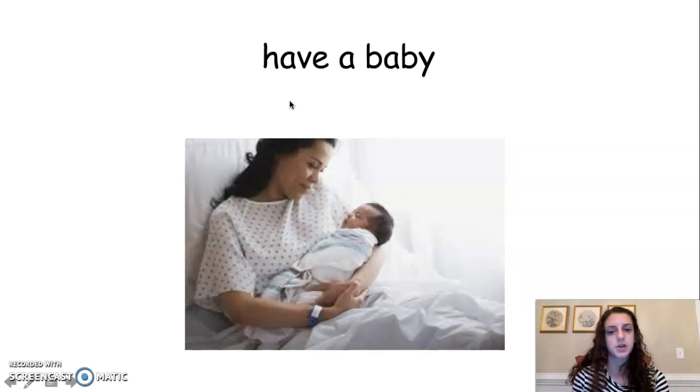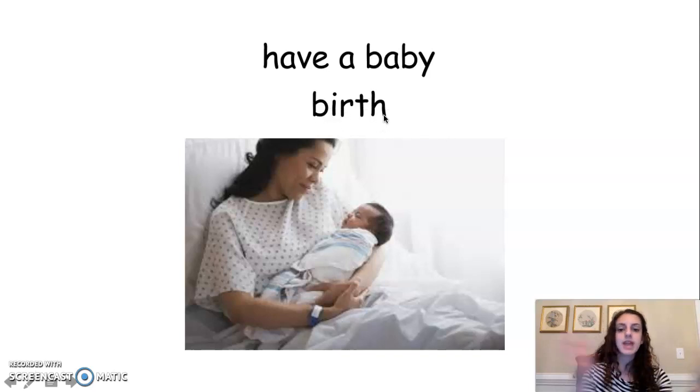Next is when you have a baby. This is when the baby is born. When the baby is born, that is called birth. Birth is when the baby is now out in the world, and that is exciting for the family. That is an important family event.